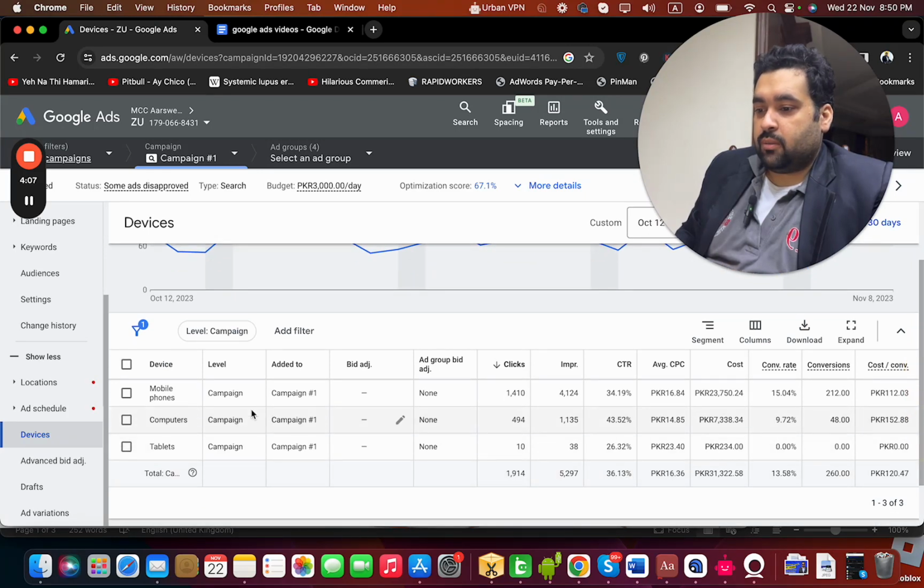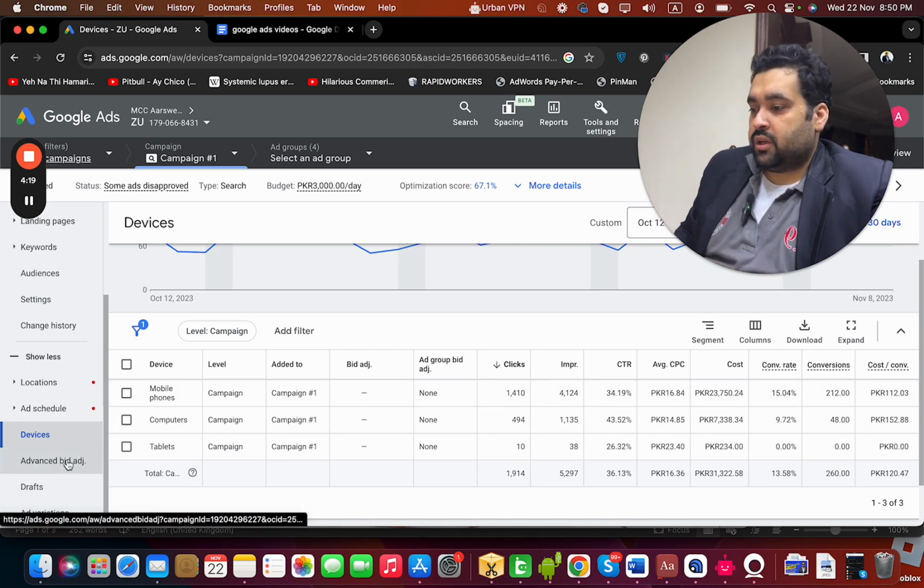For instance, if the tablet is not working well for you, we can decrease the budget by 100%. Or we can see that the cost per conversion is peaking at 112 for mobile phones. So it means the mobile phone cost is very good, so we can target more on mobile phones. We can do a bid adjustment over here as well.